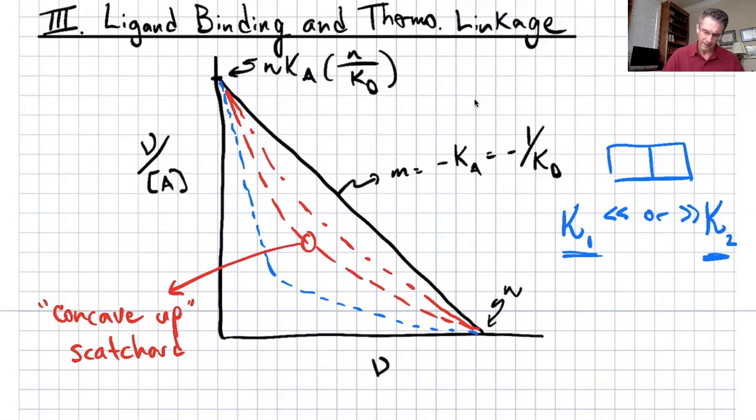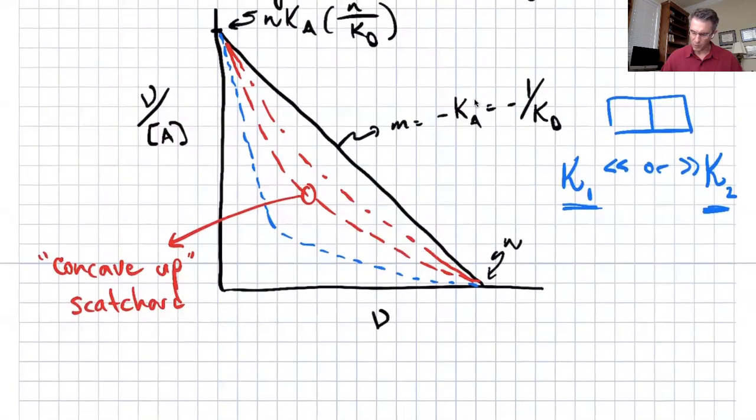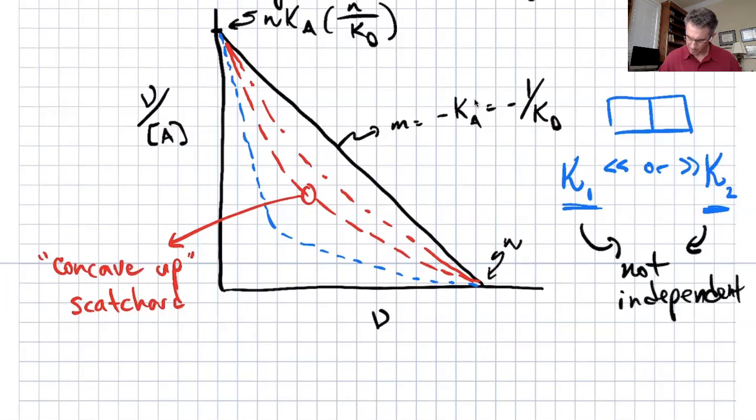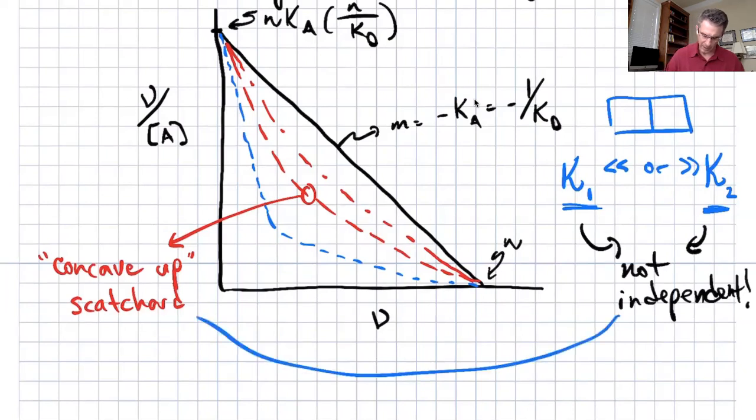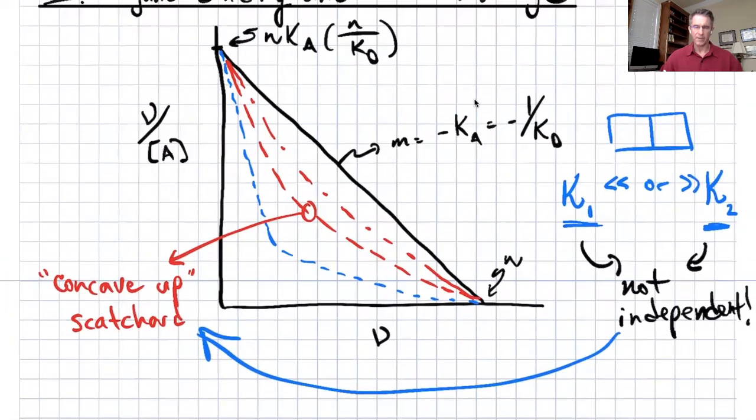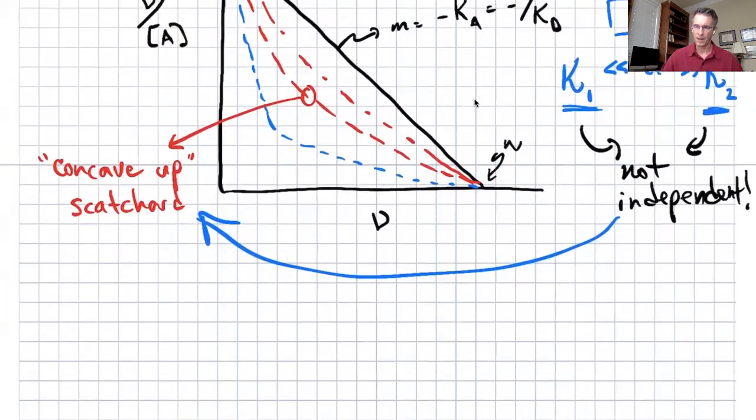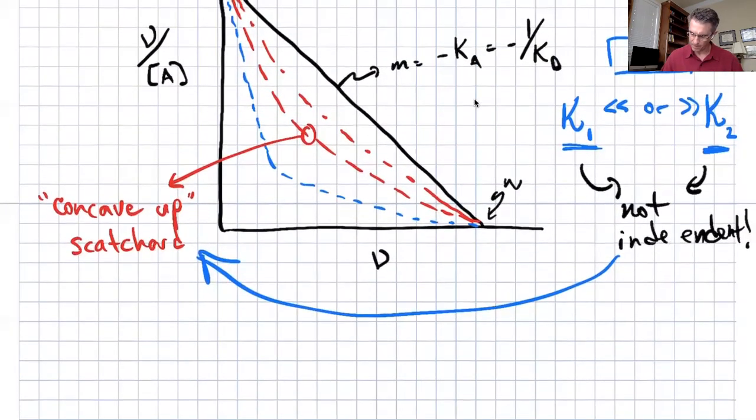But there's another way to get a scatter plot that looks like that, right? And that's when these two binding events, say, are not independent, right? This will also give a concave up scatter plot, and specifically, it's a type of interaction or coupling between the sites when they're not independent. That's known as negative cooperativity.